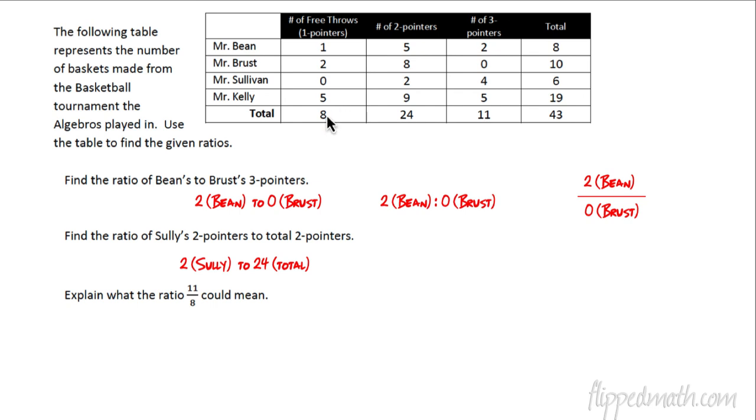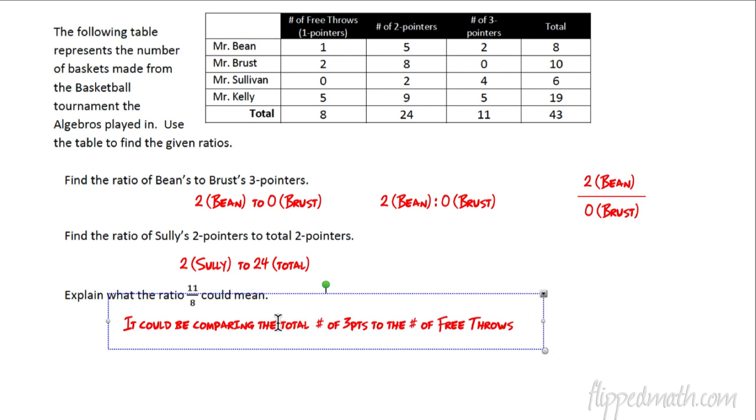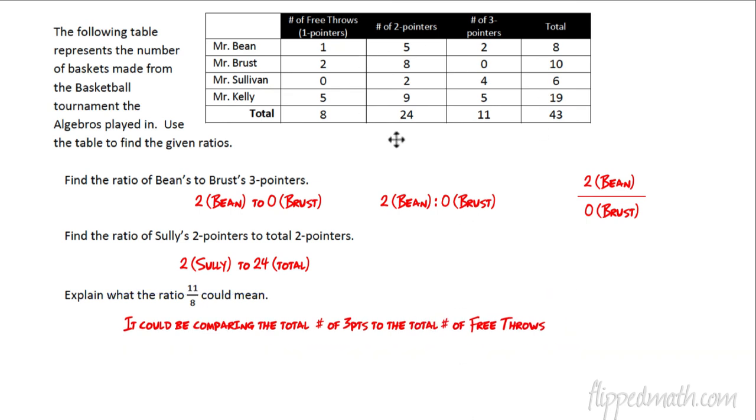Let's write that out. It could be comparing the total number of 3-pointers to the total number of free throws, including that word total. But if you looked at this table, you could also say it's the total number of 3-pointers to the total number of baskets Mr. Bean made, but honestly, it probably is comparing these two. That makes more sense. And so that's how you can use a table to figure out some of the ratios.